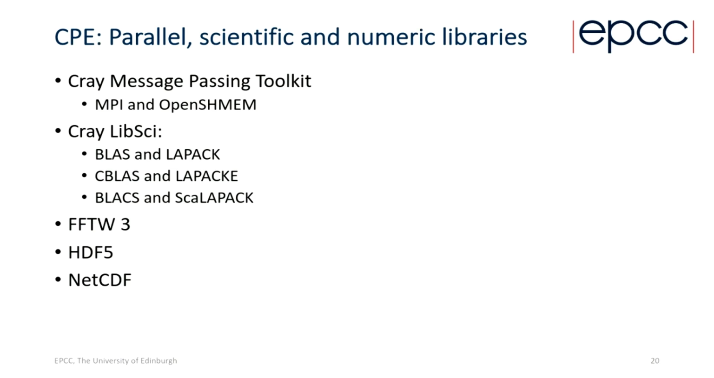which has BLAS, LAPACK, CBLAS, and LAPACKE for C, if people are using C, and BLACS and ScaLAPACK are built into it. There'll also be FFTW3 available. I think it used to be you had to provide FFTW2 for some codes that had used the old interface, but most of those codes have vanished now, and so I think the support for FFTW2 has been dropped from Cray stuff in general. HDF5 and NetCDF, pretty standard I/O libraries, are going to be available too. There may also be other options for the numerical libraries.